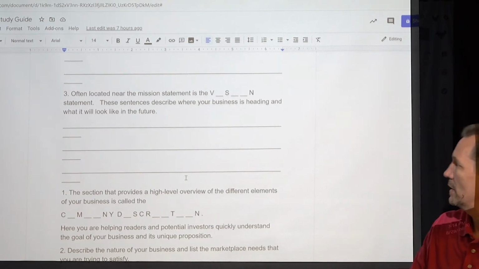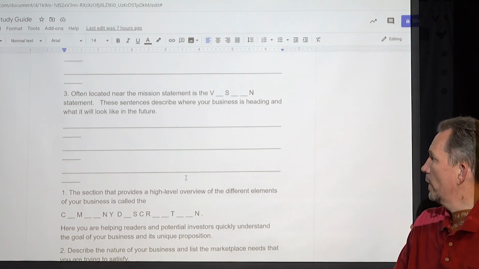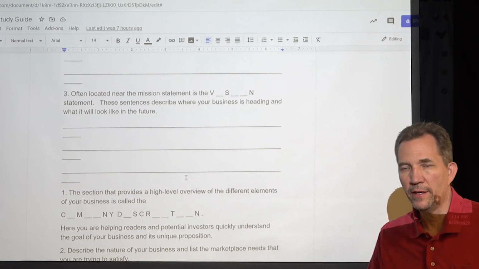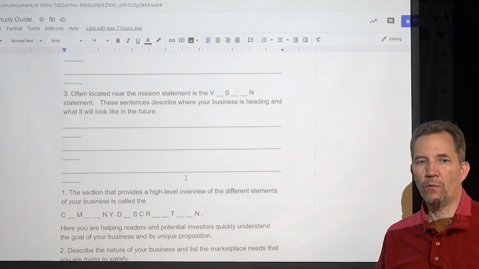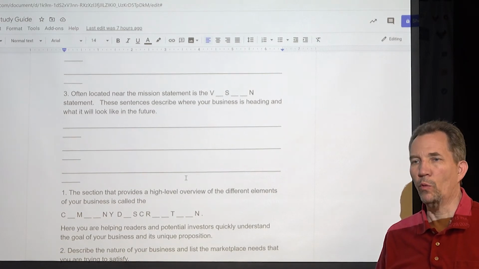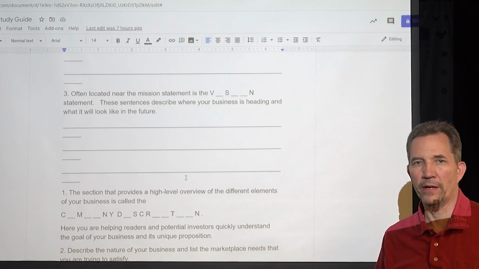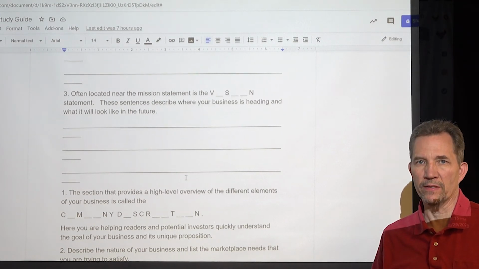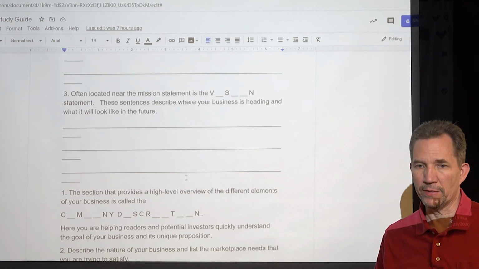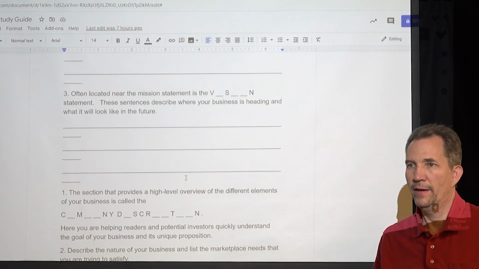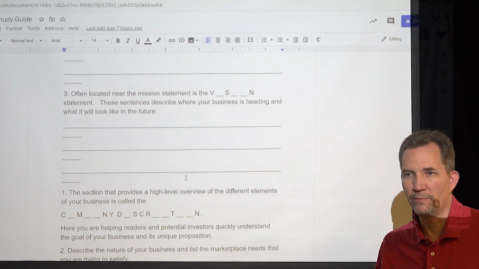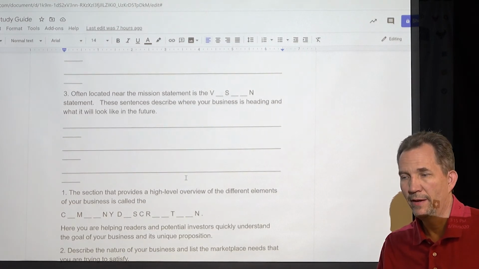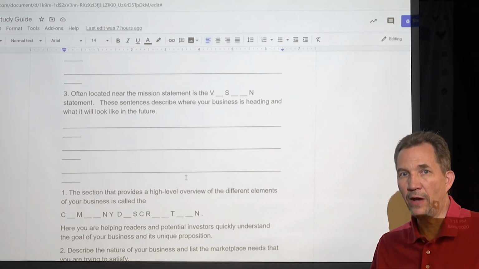Often located near the mission statement is the vision statement. These sentences describe where your business is heading and what it will look like in the future. So you can say, right now I know I want to sell rollerblades. And that's great. But what happens when you determine that the rollerblade market isn't as good anymore and everyone's riding the one wheels, and you've come up with a one wheel that is less expensive than the $1,500 retail price? I think those things are great, but to spend over $1,000 on a sort of motorized, cool one-wheel skateboard, there's probably a need there. So you say, okay, we're going to come up with a one wheel that only costs $500.